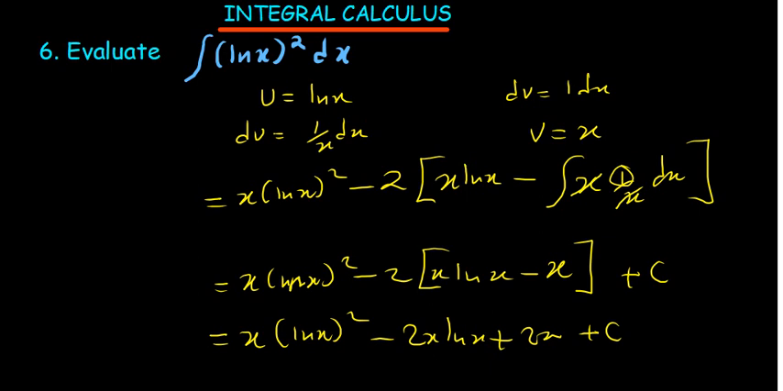Well, we can see something that is common amongst these, and that is an x. We can factorize out an x, and then what we are going to remain with, that is going to be natural log of x squared, and then minus, here we are going to remain with 2 natural log of x, and then plus a 2, and add the constant c. So that is going to be it for this one.